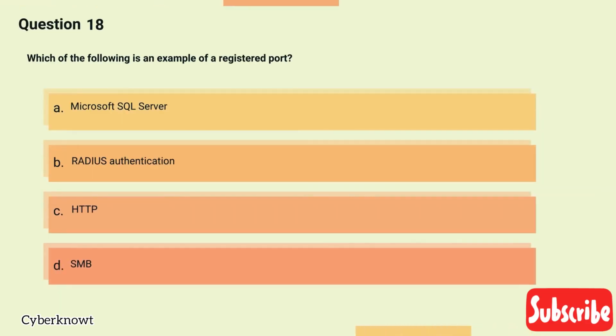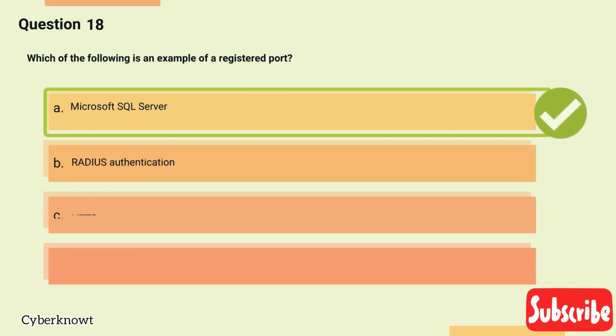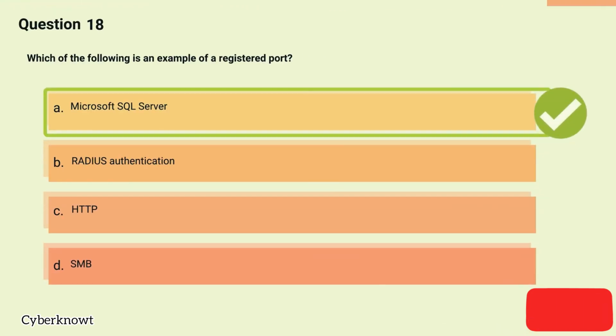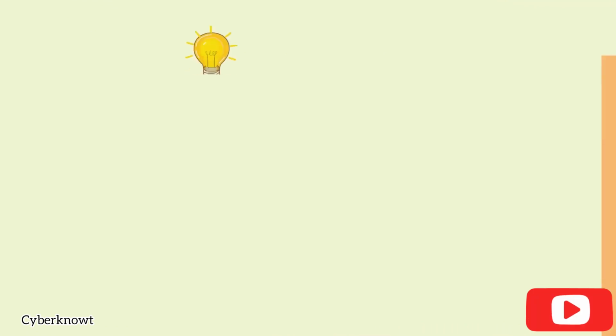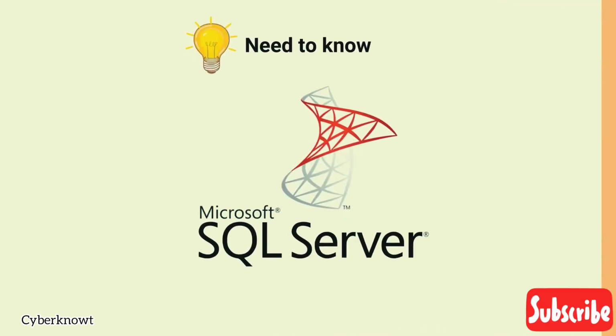Question 18. Which of the following is an example of a registered port? Option A. Microsoft SQL Server. Option B. RADIUS Authentication. Option C. HTTP. Option D. SMB. The correct answer is Option A. Microsoft SQL Server. Explanation. Examples of registered ports include Microsoft SQL Server 1433/1434 and RADIUS Authentication 1812.